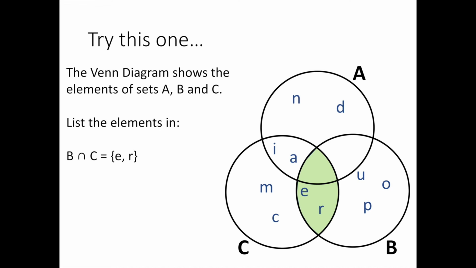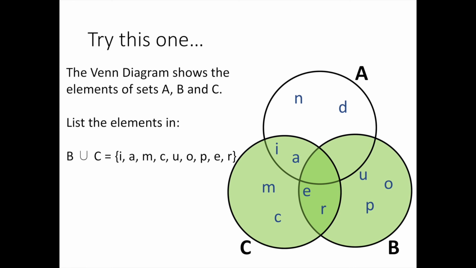The set B intersection C is shown here, and it's the intersection between the two circles where the two circles overlap. So in this case, the elements in B intersection C are the lowercase letters E and R. To finish with, try this one. List the elements in set B union C. Pause the video, have a go, then play the video to see if you're right.